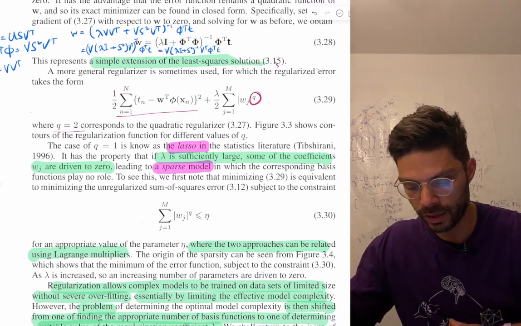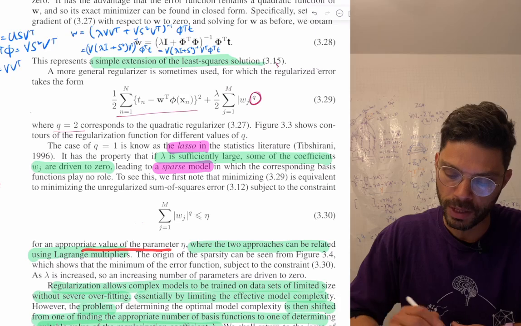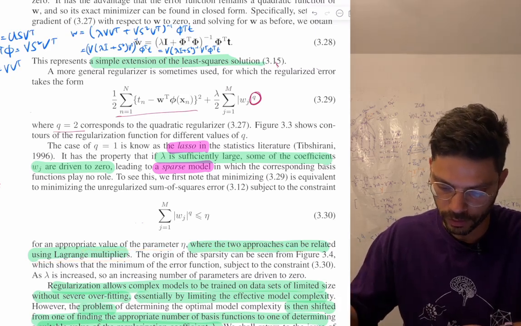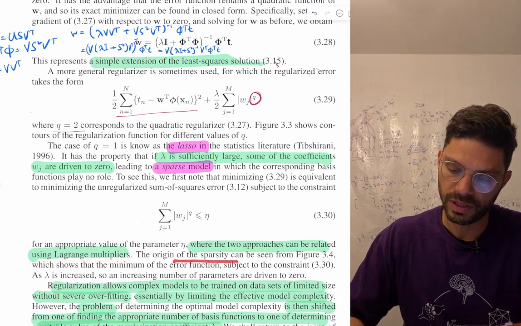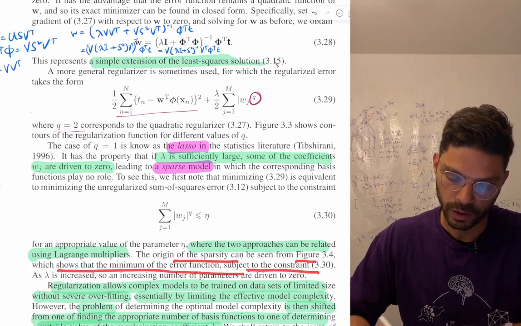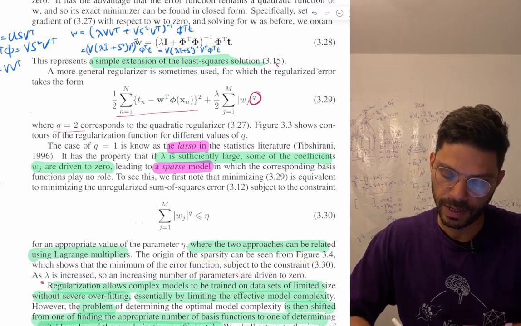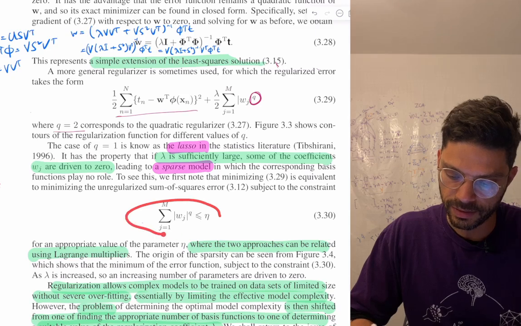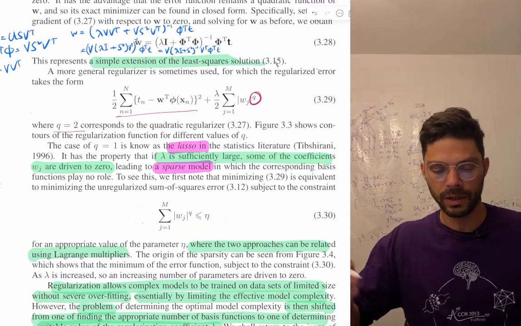And we'll see a picture of that in a second, for an appropriate value of the parameter eta, where the two approaches can be related using Lagrange multipliers. Then the origin of sparsity can be seen from figure 3.4, which shows the minimum of the error function subject to the constraint. As lambda is increased, an increasing number of parameters are driven to 0. Okay, so first let's look at this connection to Lagrange multipliers.